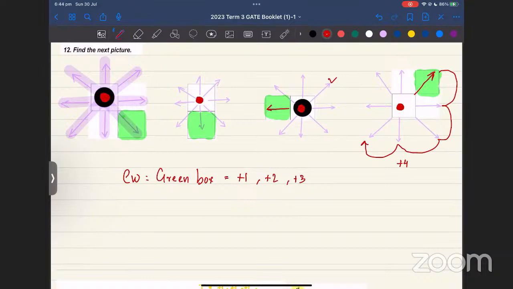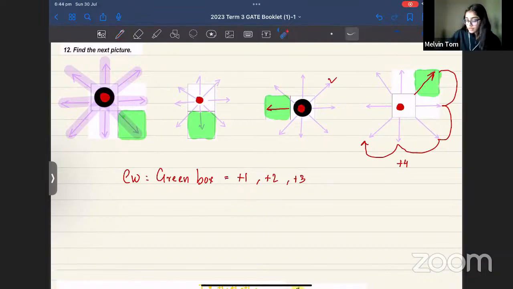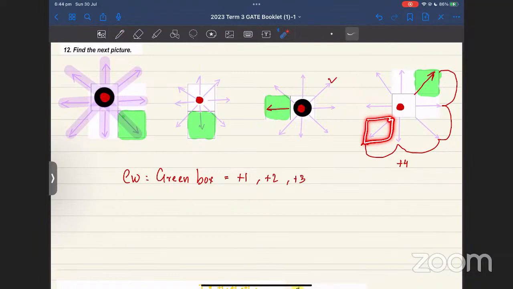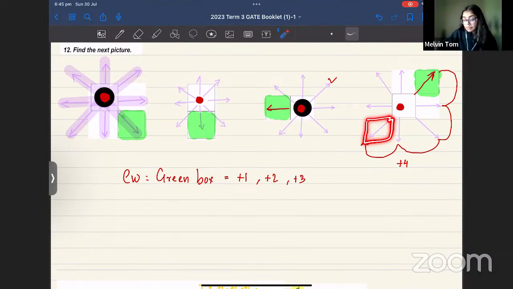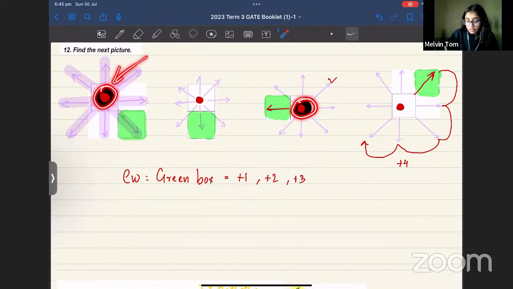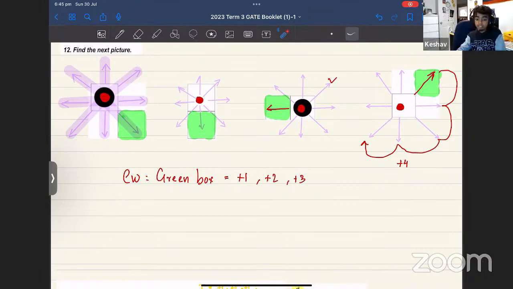Okay, +4. And your box remains here. And what is the option? Yes, the option is C. Make sense? And if you look, the dots are alternating. There's a dot here, there's no dot here. There's a dot here, and there's no dot here. All good? Okay. So there's going to be a dot.